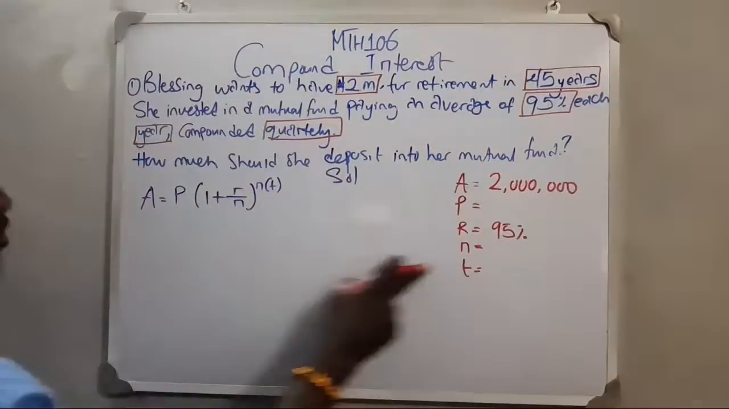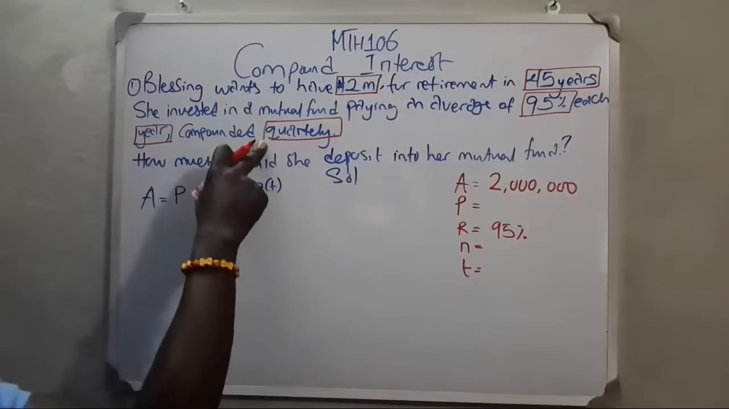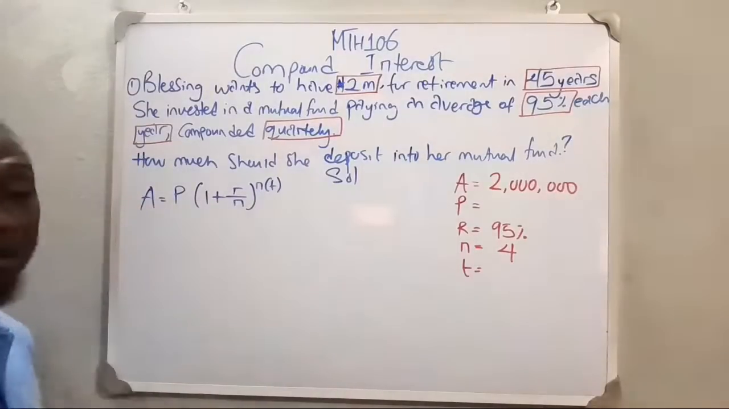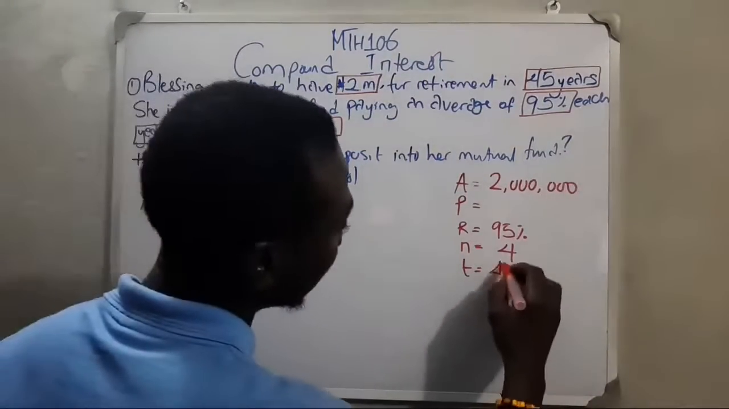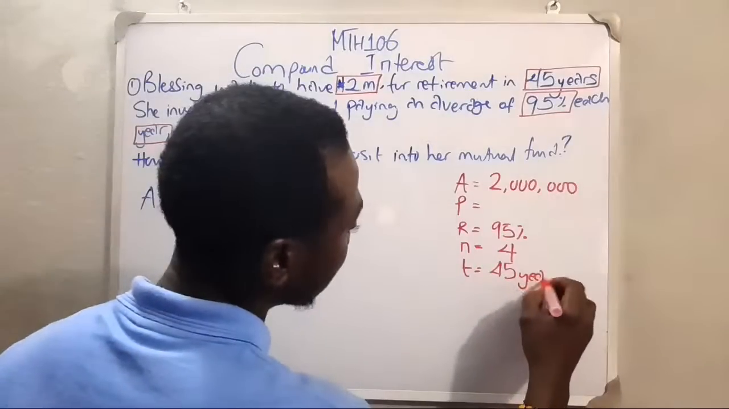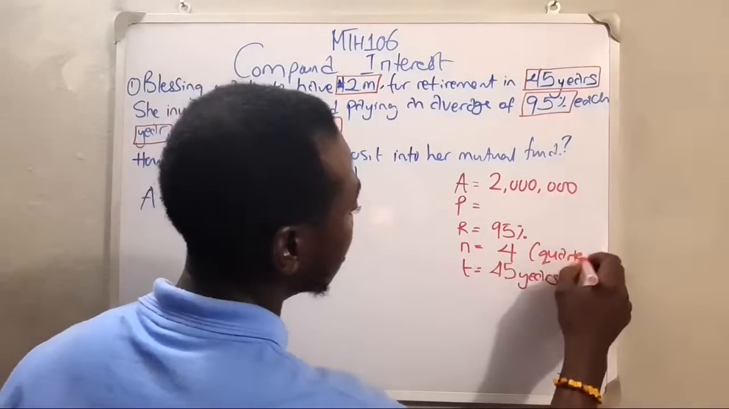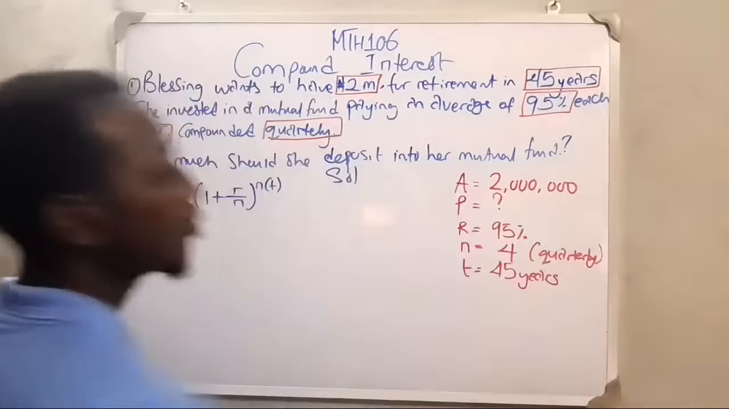So we have R as 95%. We have N, we'll have using a year, but there's a quarterly here, so we are observing 4. Quarterly is 4. We have T, which is 45 years. So we don't know what P is.